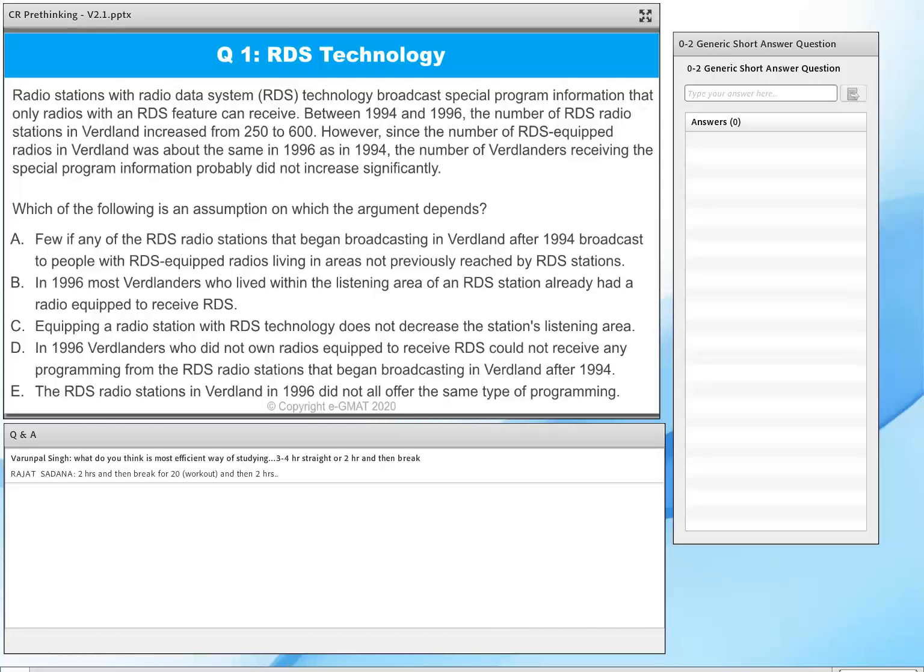The second goal here is to demonstrate that when you pre-think, then even a complex argument can become fairly simple if you pre-think and decipher the argument properly. The third piece is to demonstrate how much crap the official test makers can put in the answer choices and how that crap messes you up. Okay. So let's go through this.